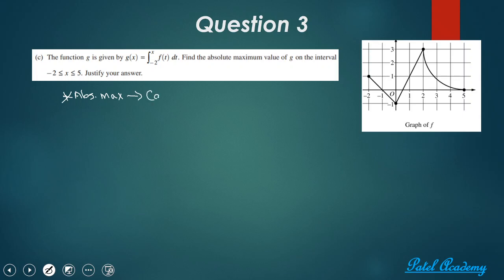Immediately with the absolute max, I know to use the candidates test and test, as we saw earlier, critical points and endpoints. Okay, so I see g prime at x is equal to, by using the fundamental theorem of calculus, f at x. When you multiply by the derivative of the upper bound, it's just 1, so it stays f at x. And so we're trying to find where f at x is equal to 0. So our critical points.